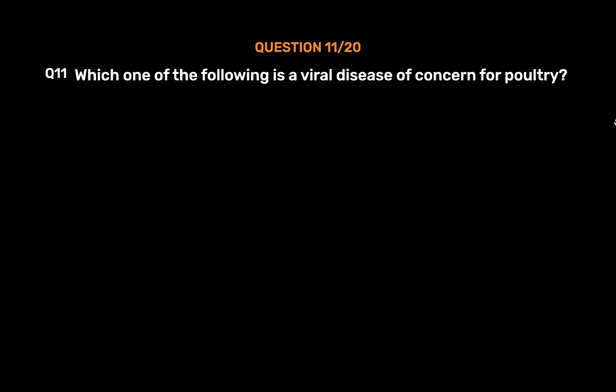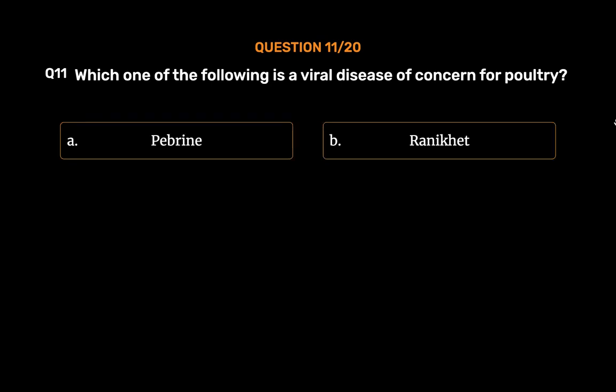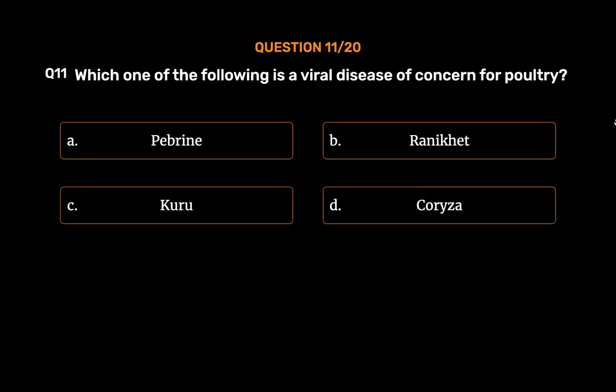Question number 11. Which one of the following is a viral disease of concern for poultry? Option A. Pebrine. Option B. Ranikhet. Option C. Kuru. Option D. Coryza. The correct answer is Option B.